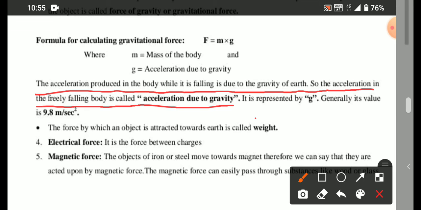So the acceleration in the freely falling body is known as acceleration due to gravity. It is represented by the letter g. Generally its value is 9.8 meters per second square.